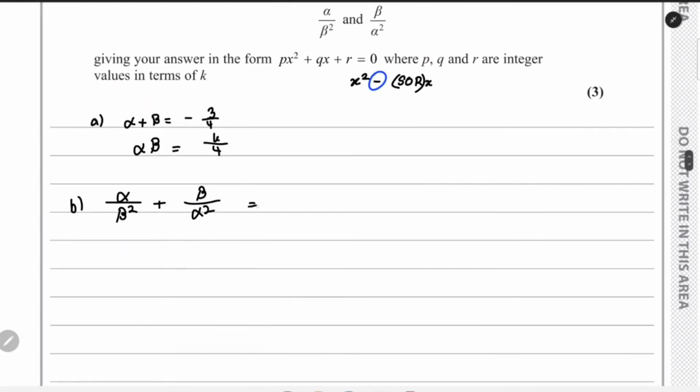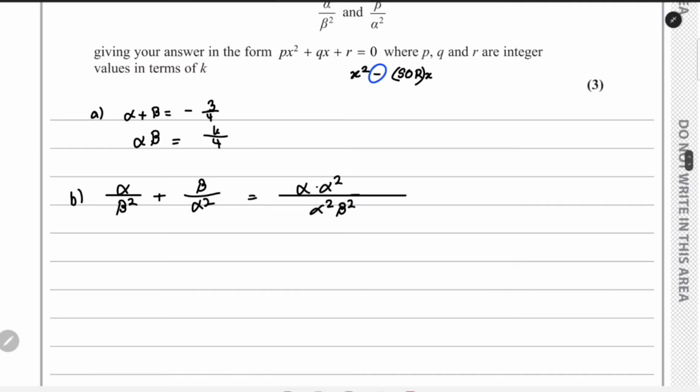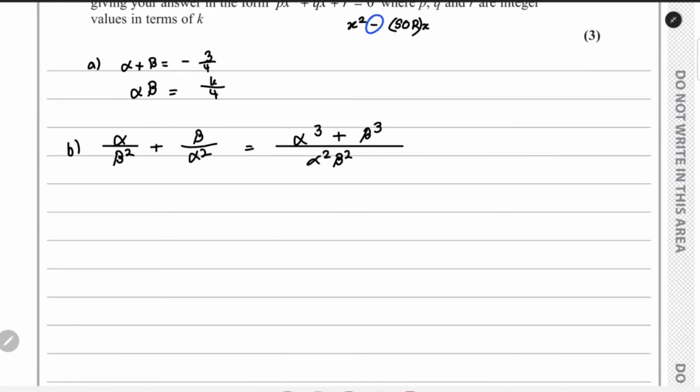We can take a common denominator of alpha square beta square. Here we'll have alpha cube plus beta cube, basically alpha times alpha square plus beta times beta square. Now we have to remember that alpha cube plus beta cube can be written as alpha plus beta whole cube minus 3 alpha beta times alpha plus beta. You have to remember this.